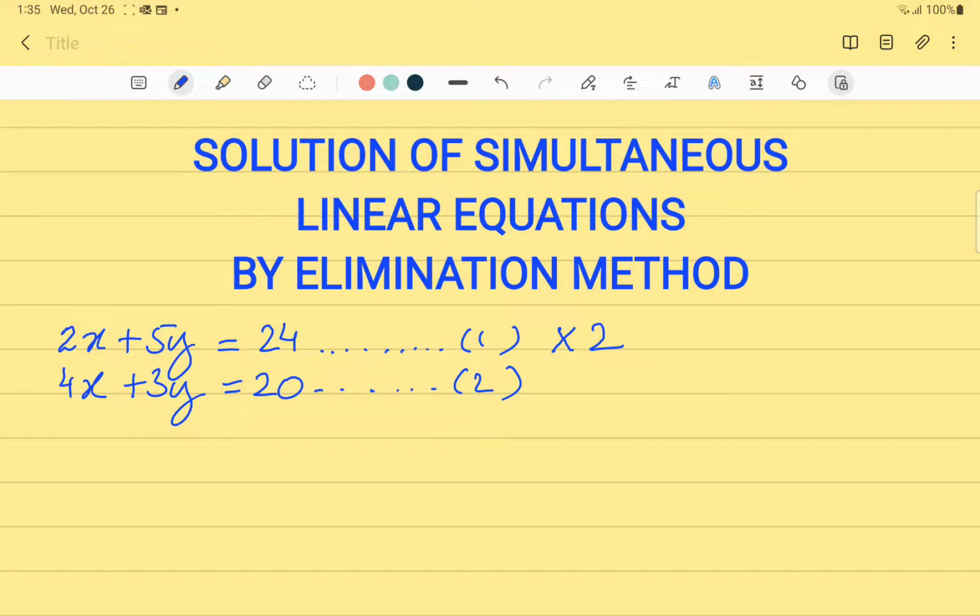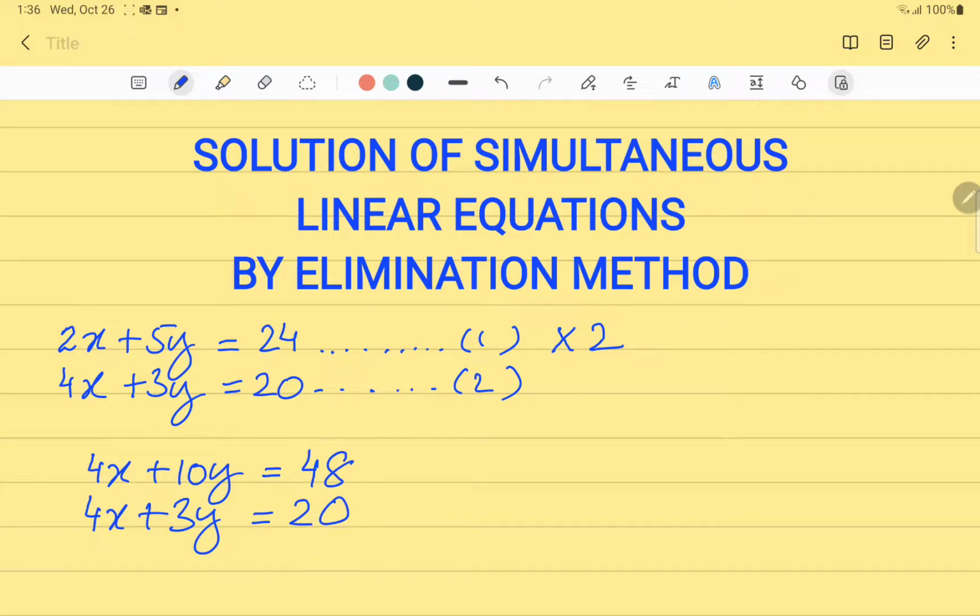So what we will do, we will multiply all the terms of the first equation with 2. So 2 into 2x is 4x, 2 into 5 is 10y, and then 2 into 24 is 48. And we will write down the second equation as it is. 4x plus 3y is equal to 20.